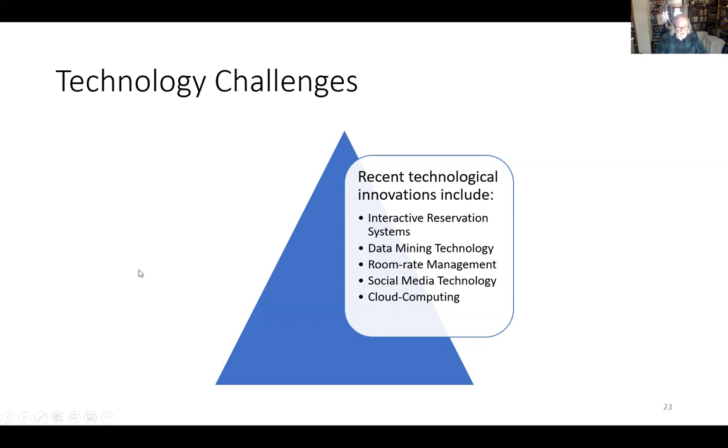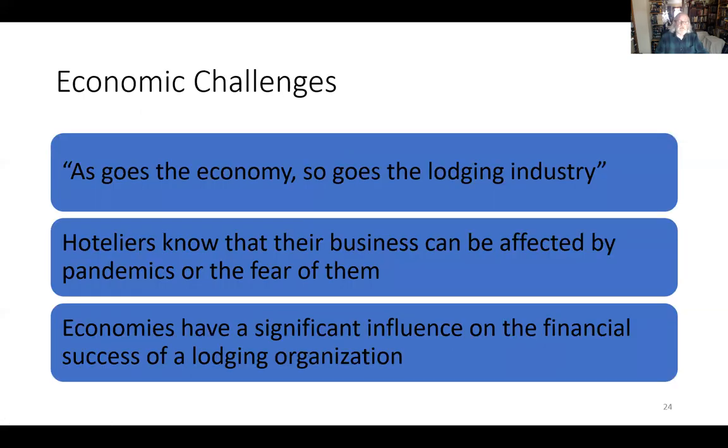It is interesting that when we look at the different economic challenges that are out there, there is no doubt that hoteliers are affected by things in the global sphere, just like any business, but in particular, this industry, the tourist industry, has been extremely hard hit by the pandemic. And there is this old saying, as goes the economy, so goes the lodging industry. Well, the lodging industry has lost hundreds of thousands of jobs.